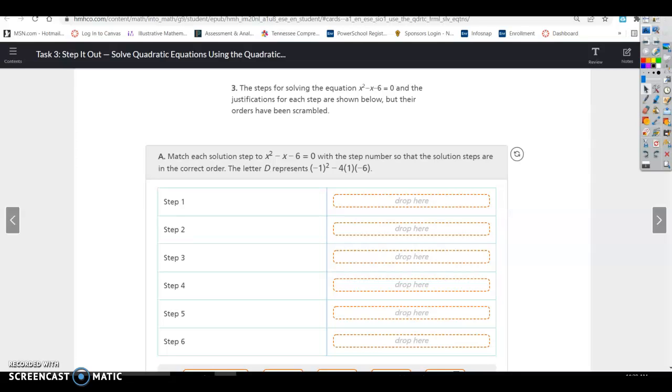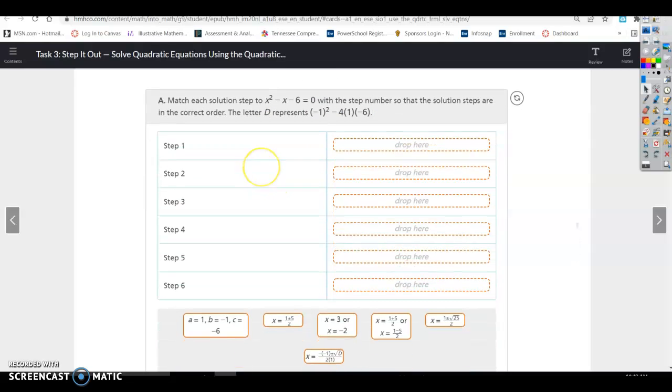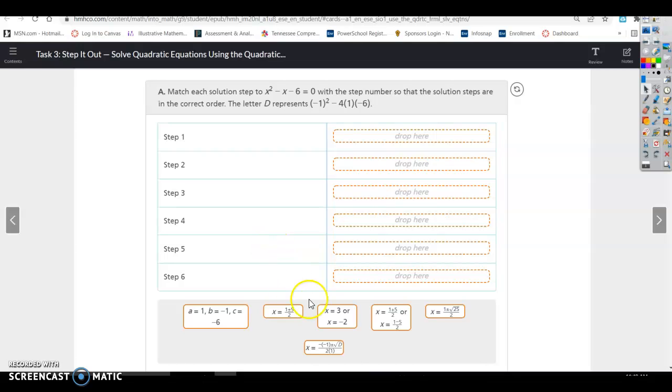Alright, the steps for solving the equation x squared minus x minus 6 equals 0 and the justifications for each step are shown below, but their orders have been scrambled. Match each solution step to x squared minus x minus 6 equals 0 with the step number so that the solution steps are in the correct order. The letter D represents the discriminant, which is b squared minus 4ac. So the letter D is just going to represent the discriminant. All right, so that's right here.